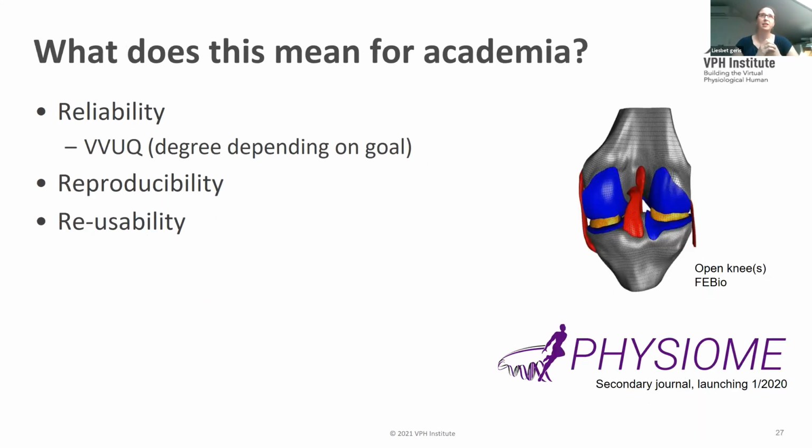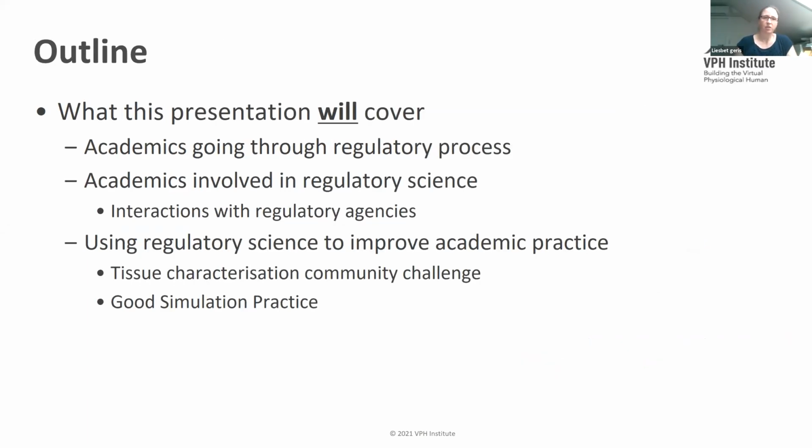And what does that mean for academia? Once something like this exists, once a frame like this exists, it can help our own science and make our own science more reliable, more reproducible, and more reusable. And that is only for the better of science. So in a nutshell, what I had covered here is how academia and the regulatory process can interact, either by going through it themselves, by being involved in the development of regulatory science, or using the results of those developments to improve our own practice.